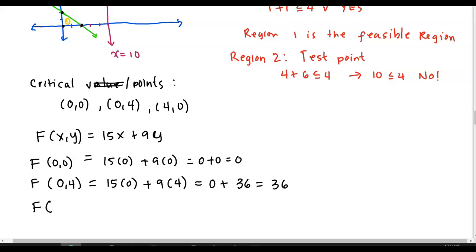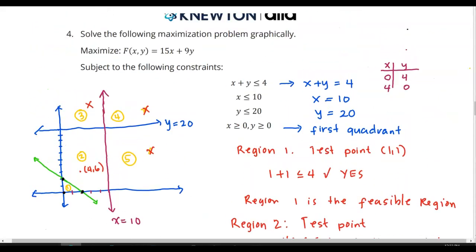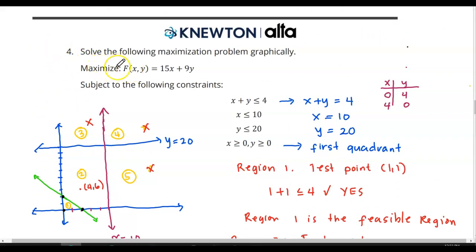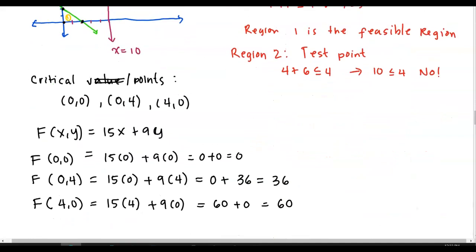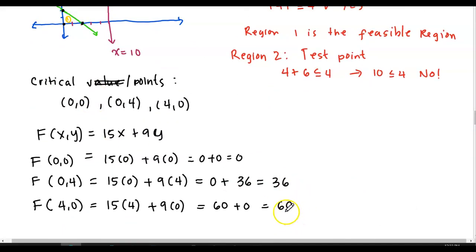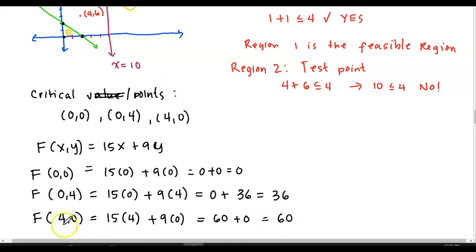Then, lastly, evaluate f at 4, 0. So you have 15 times 4 plus 9 times 0. 15 times 4 is equal to 60. So we have 60 plus 0, that is equal to 60. Now, if it says minimize, that's the smallest value. Since we want to maximize here, we want to find the largest value. So the maximum value here is equal to 60, and it is achieved at the point 4, 0.